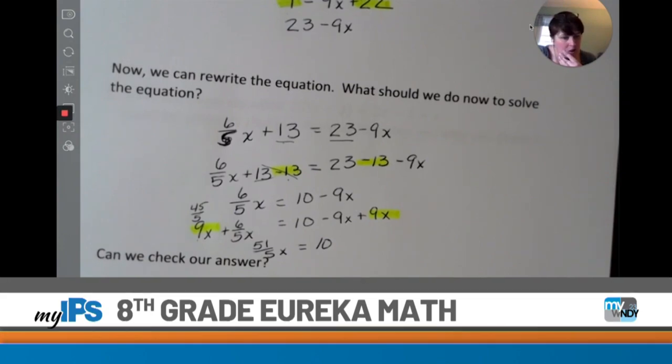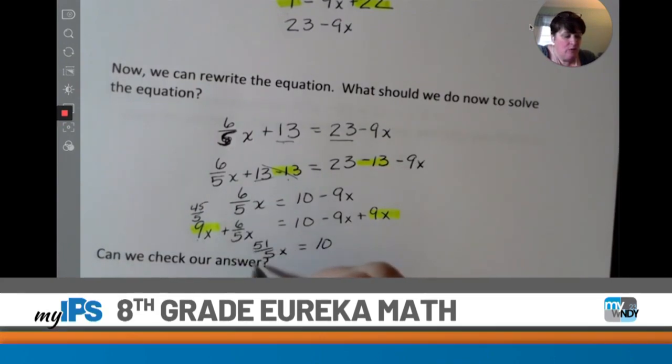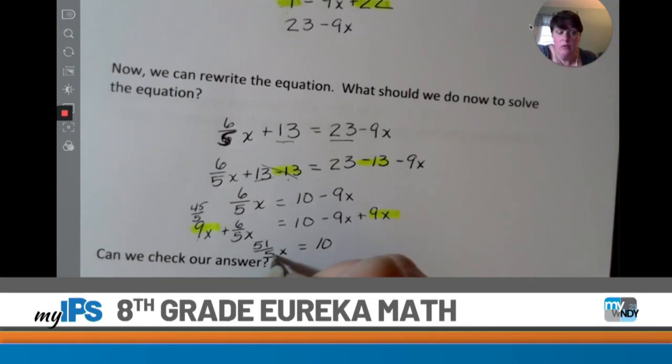Let's think about this for a minute. We're multiplying by 51/5. In example 2, do you remember we talked about multiplying by the reciprocal? Can you think of what the reciprocal of 51/5 is?